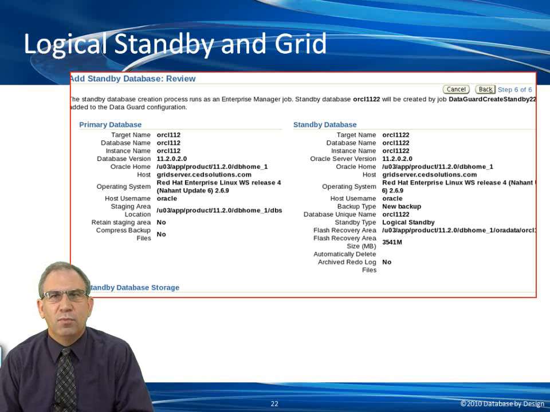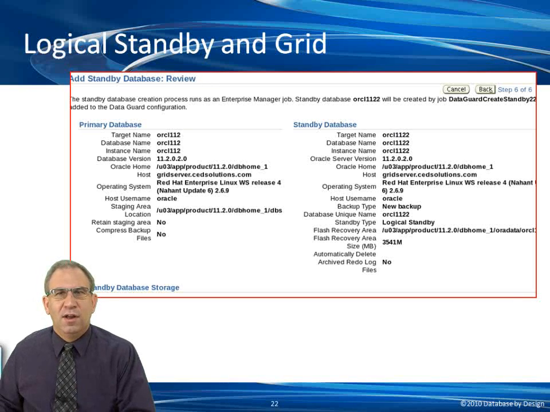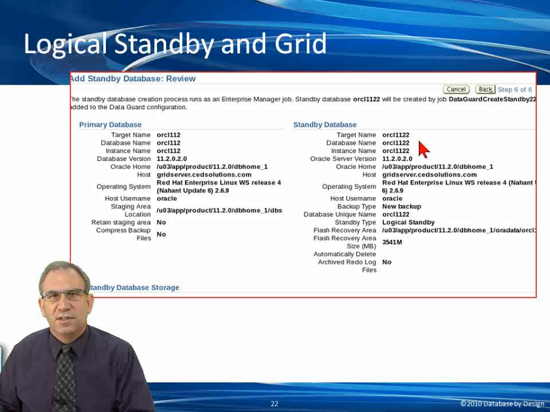So now what we see is that we have our primary database is this. Our secondary database is this. The database names are the same. The instance names are going to be the same. The database versions are the same. Now you'll notice over here, the standby type is going to be identified as a logical standby database. Okay, so the database version is the same, operating system's the same, Oracle Home the same.